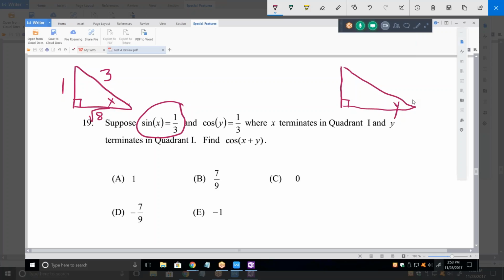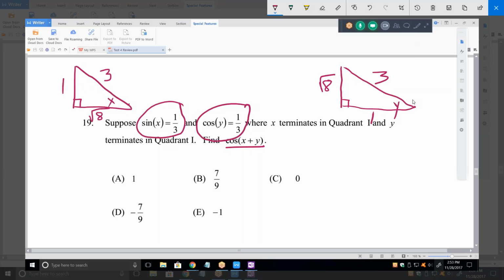Now let's look at this other triangle. Cosine of y is 1/3. So the hypotenuse is 3 and the adjacent is 1. What's the side opposite y? Square root of 8 still. Okay, cool. Now, we're ready to go, only we need that identity.